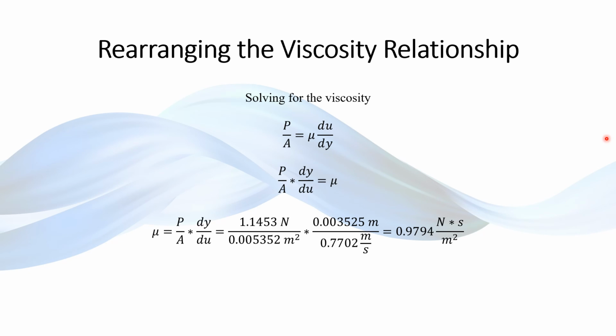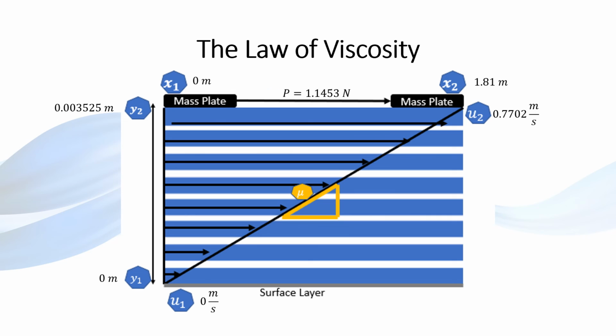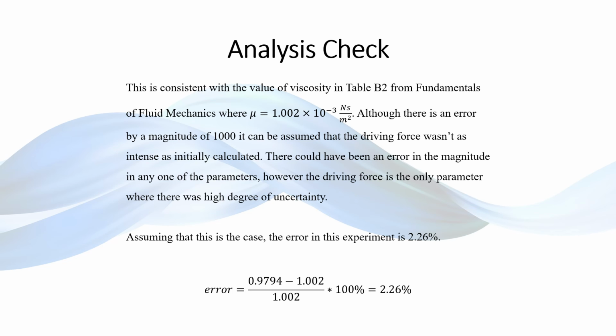Rearranging the equation and solving for the viscosity, we plug in all our known parameters that we had gotten from all our calculations back there, and we get a value of 0.9794 newton seconds per meter squared. This figure shows a zoomed in view with all the parameters of the experiment. A unit analysis confirms that this is correct.